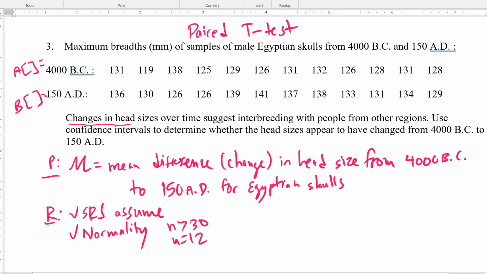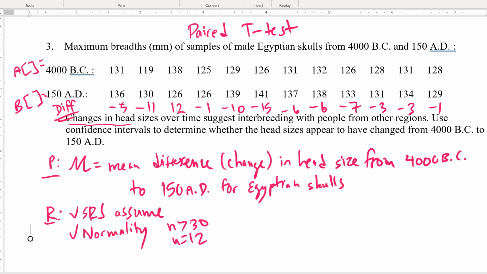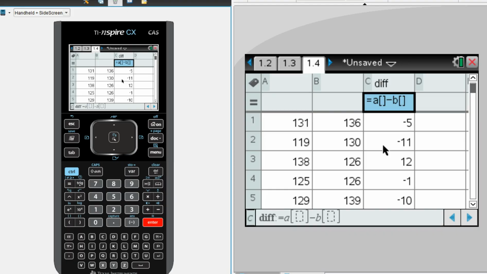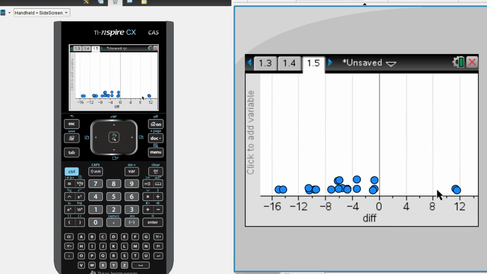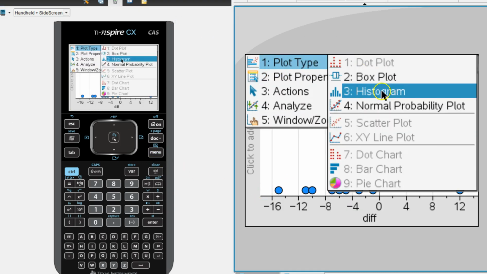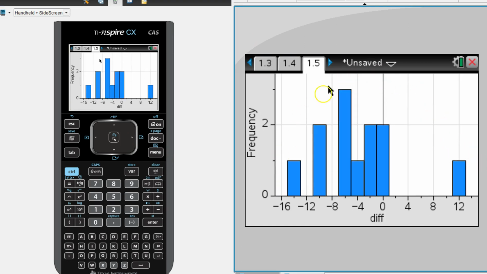Okay? So if you go back, basically it's the negative 5, negative 11, 12, negative 1, negative 10, negative 15, negative 6, negative 6, negative 7, negative 3, negative 3, negative 1. We're running a test on the differences. Okay? Let's check normality. If I go to a graph, this time I'm going to choose diff. This doesn't really tell me much. I can look at a histogram, but with a small set, it's kind of hard to tell normality. It does look like it goes to a peak and then back down. So what would be a better option here?